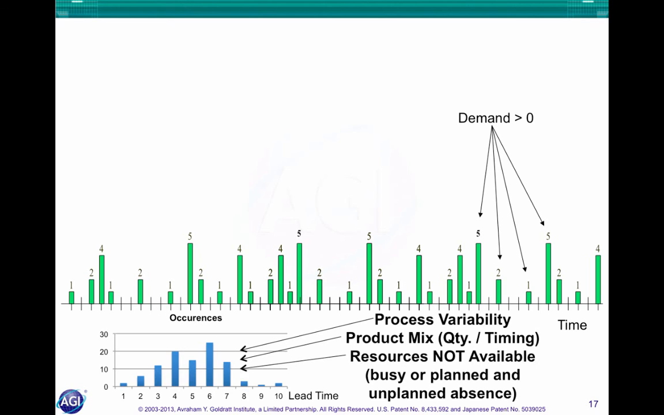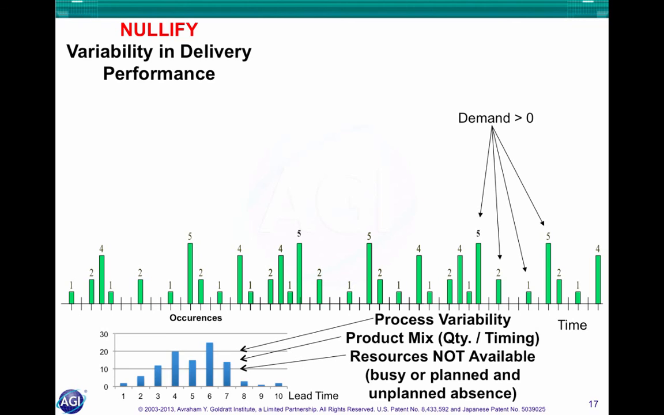If our focus were on identifying and eliminating the underlying causes, we would likely find them in the areas of process variability, product mix changes, quantity and timing, resources not readily available, either busy working on something else or because of planned or unplanned absences or breakdowns. But as we said earlier, our focus is first on nullifying the effects of variability in demand and delivery performance and then eliminating the causes.